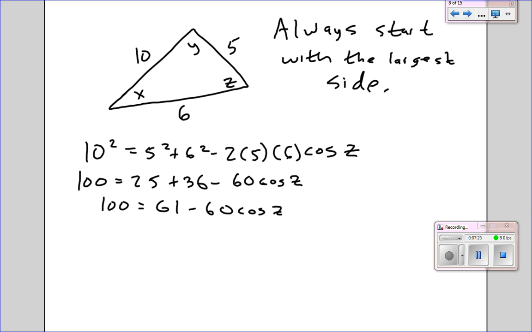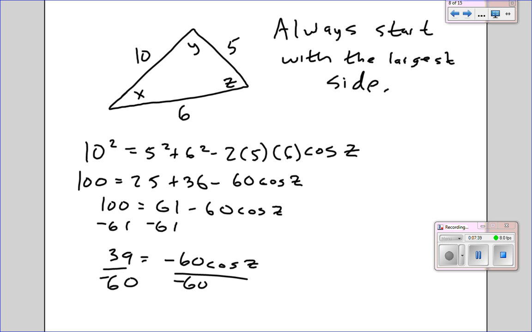Now I want you to be careful. You cannot combine these terms. So I need to subtract 61 from both sides to get 39 equals negative 60 cosine of z. To get rid of the negative 60, we divide both sides by negative 60. So 39 divided by negative 60 gives me negative 0.65 equals cosine z.